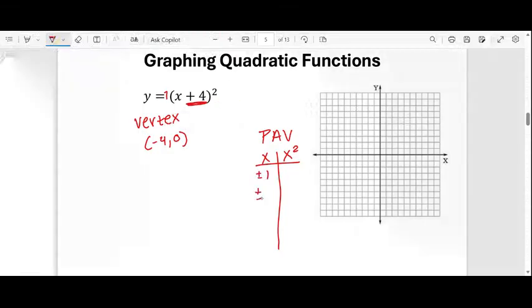So same table as we've been doing. You're going to square the movement on your x-axis to get your y movement or your vertical movement. And we're just going to start with our vertex at -4, 0. So from the center, you go back 4 squares, draw your vertex. From your vertex, go left and right 1, up 1. Left and right 2, up 4. And left and right 3, up 9. So your vertex here is right on the x-axis.